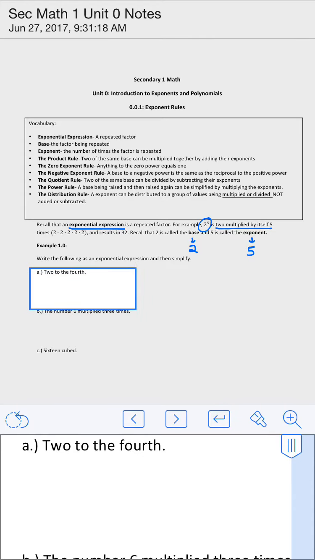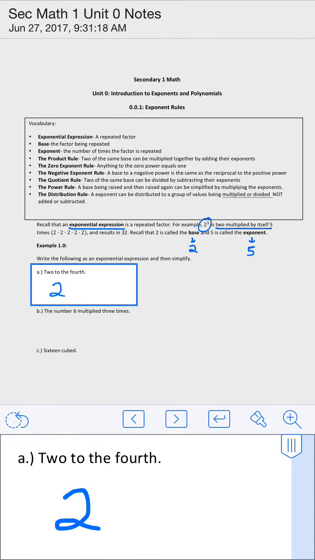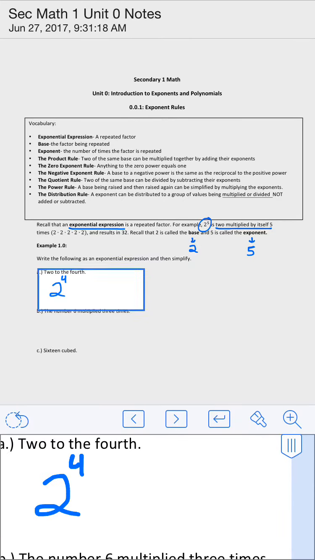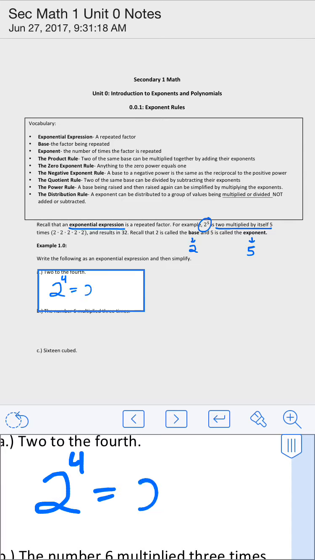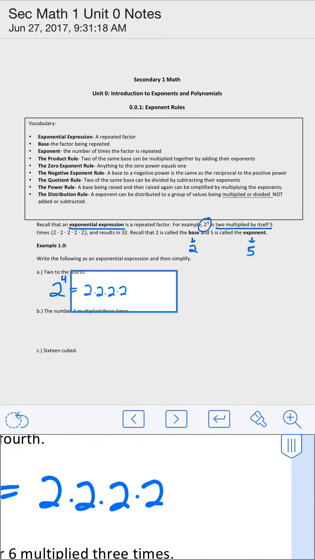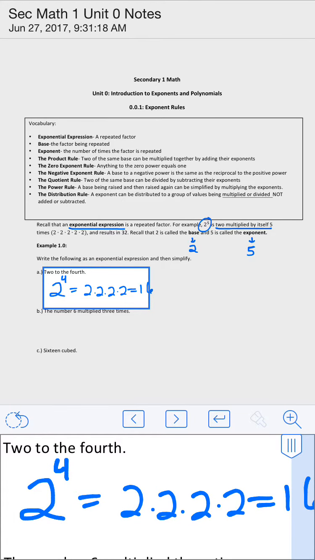Alrighty, so I hope you had a chance to pause. 2 to the 4th looks like this. 2 would be the base, and then 2 to the 4th would look like something like that. And then it does ask us to simplify. So we'll simplify 2 to the 4th means 2 times 2 times 2 times 2, right? Or 2 times 2 is 4, times 2 again is 8, times 2 again is 16. So 2 to the 4th is 16.